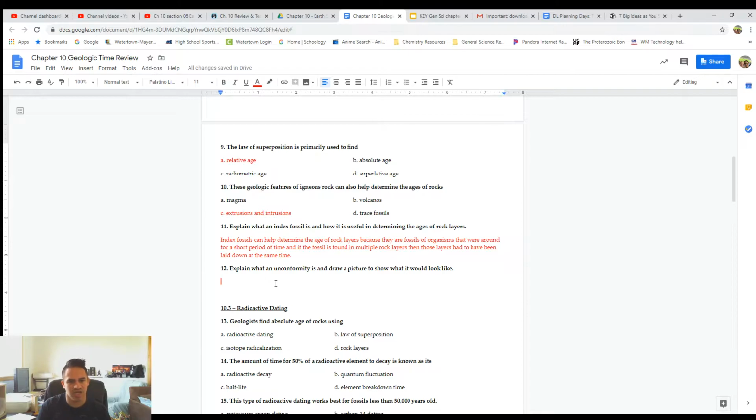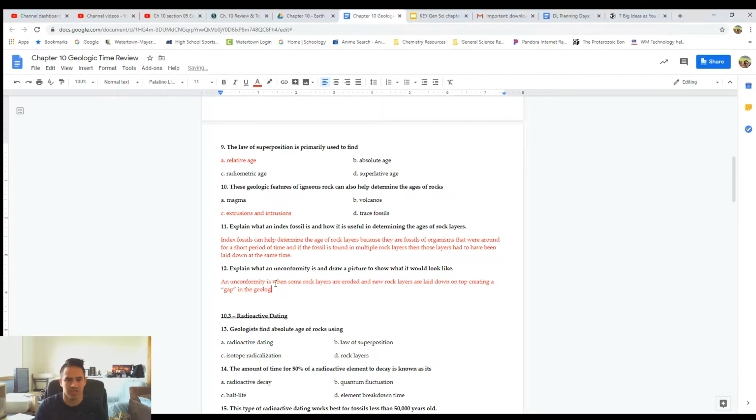Okay, so we can say an unconformity is when some rock layers are eroded and new rock layers are laid down on top, creating a gap in the geologic record.